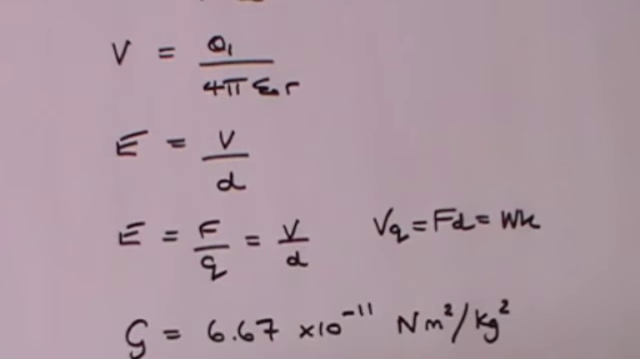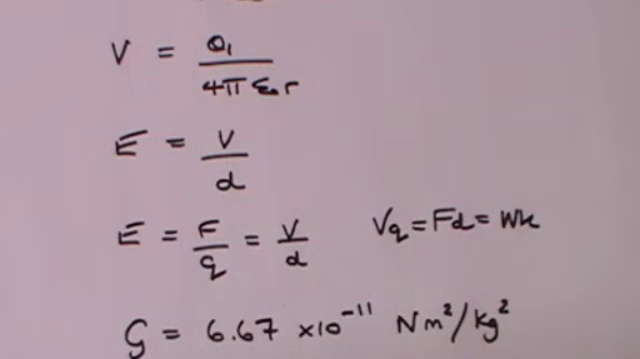The electric field is measured in volts per meter, so it's volts divided by, or V divided by the distance. But we also showed that the electric field is the force per unit charge, so it's F over Q. So F over Q equals V over d, which means you can show that VQ is equal to F times d, but force times distance is work. So voltage times charge is work.